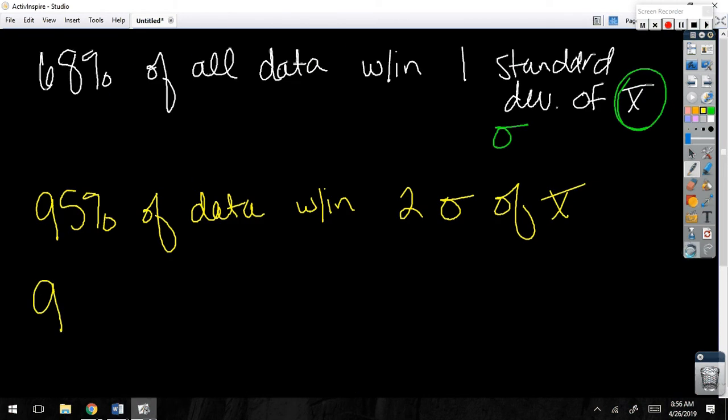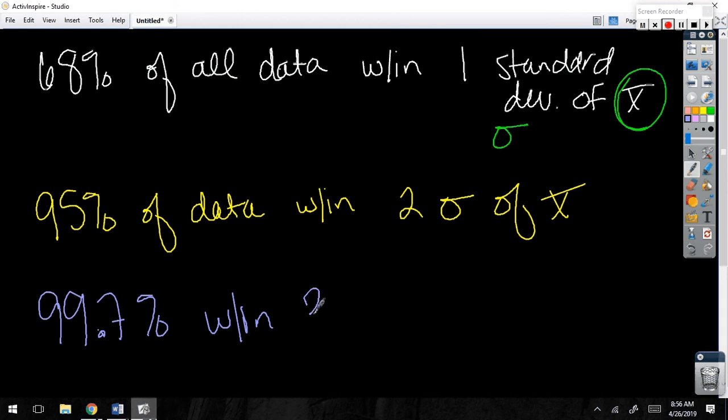And then 99, let me do another color. You can't do 100% because that wouldn't be real to life. So we'll do 99.7. We'll leave 0.3%, right? Within 3 standard deviations of the mean.